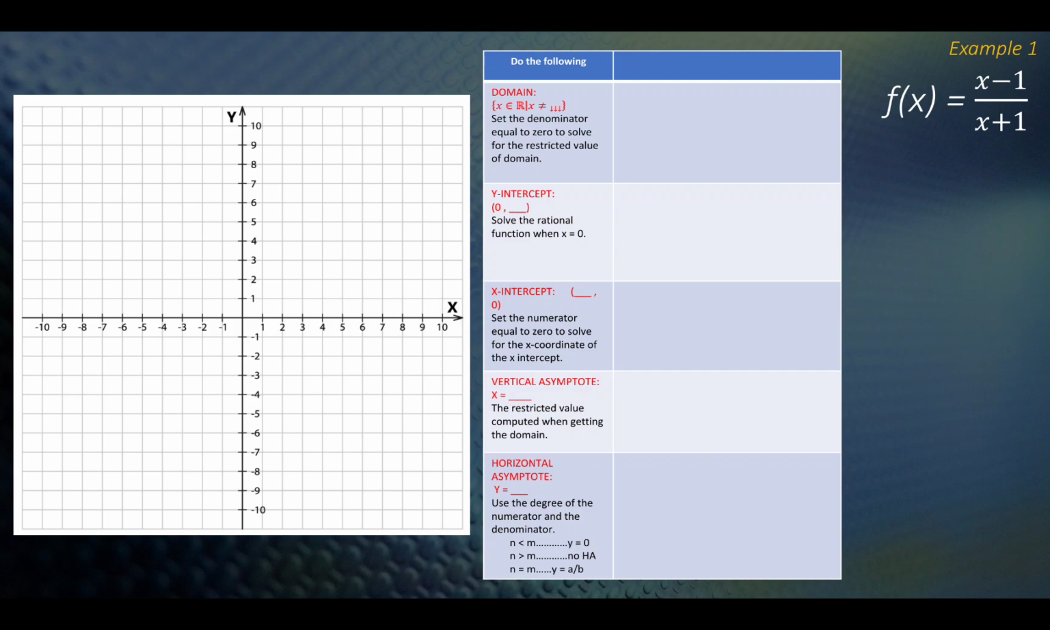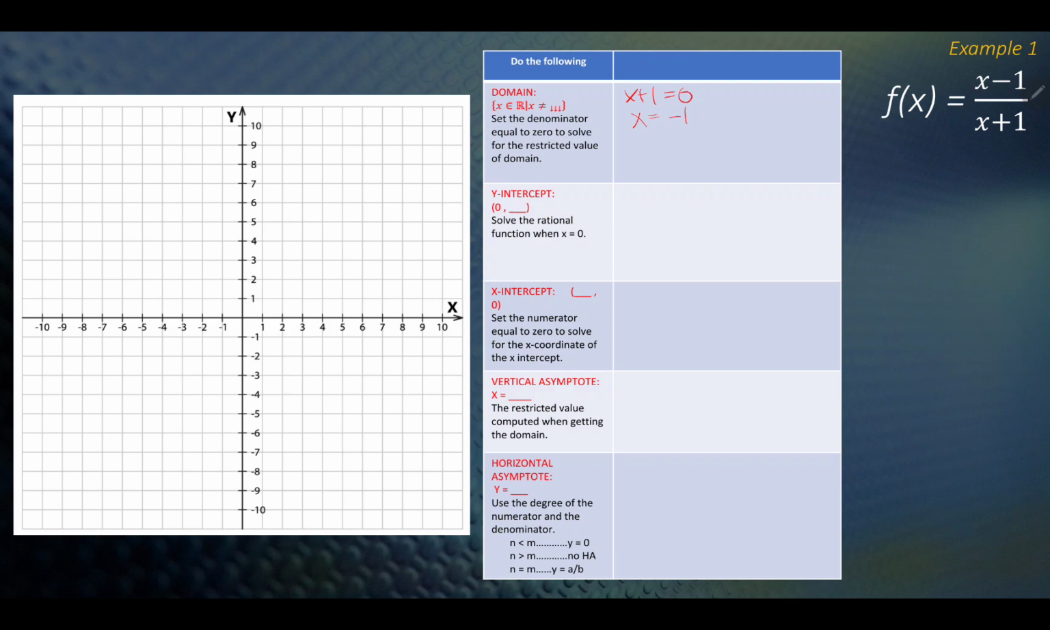To find the domain and the other characteristics, we have to do the following steps. It's already illustrated in this slide, and you can also see the template answers which you can follow. For the domain, set the denominator equal to 0 to solve for the restricted value of the domain. We have to find what makes this denominator equal to 0, and that's actually -1.